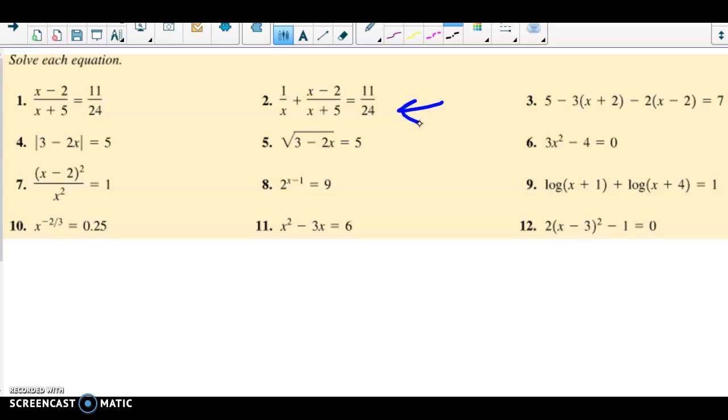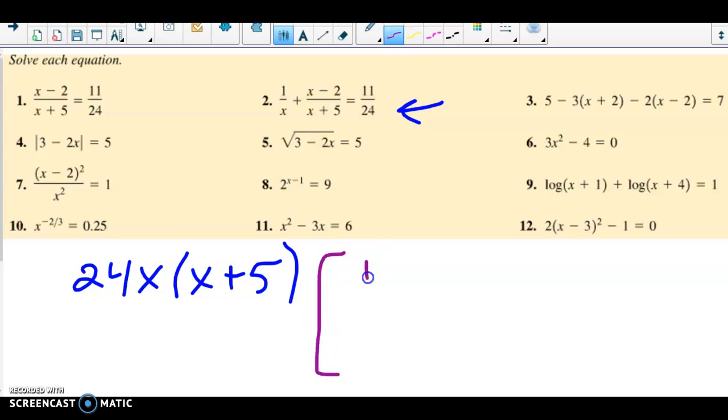I'm going to multiply by the least common denominator, which would be 24x and x plus 5. Okay, so that's the common denominator. I'm going to multiply that by the entire equation, okay? And again, I do have this written out on Schoology. I have the key posted if you want to look at it there as well.